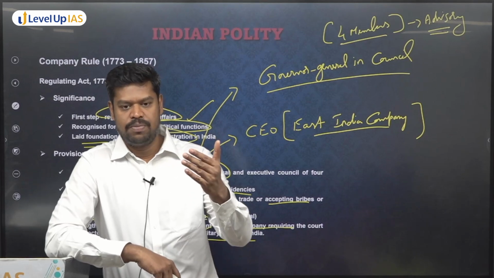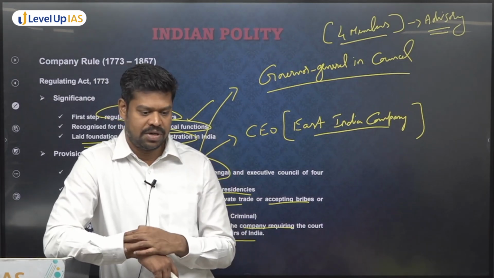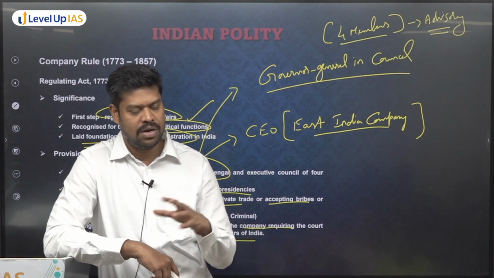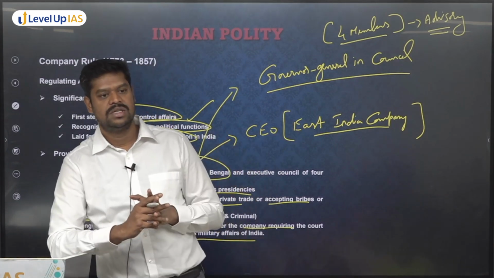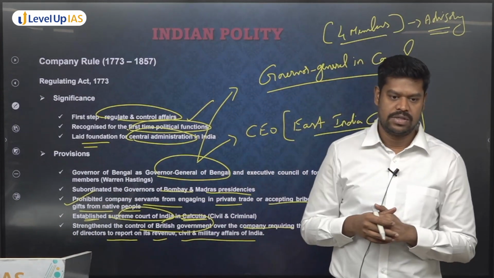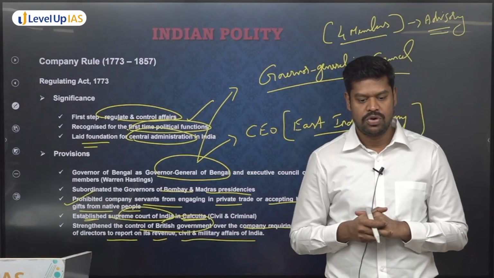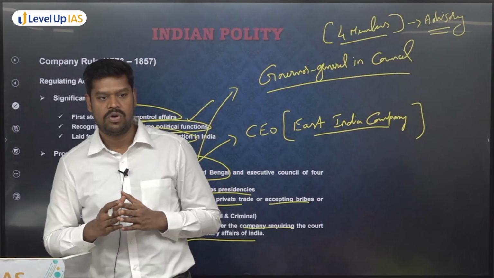And then they also brought in regulations to prevent the company officials from engaging in corruption and receiving gifts from the local people. And also they should not have any private trade as company officials. All these changes. And they also tightened their control over the Court of Directors, asking the Court of Directors to report to the British Crown. So all these changes had been brought in.